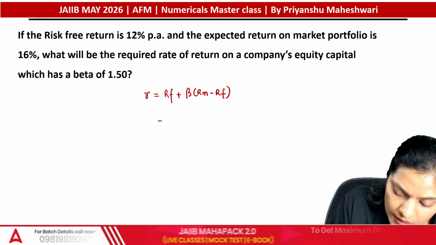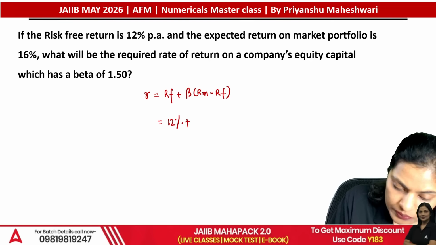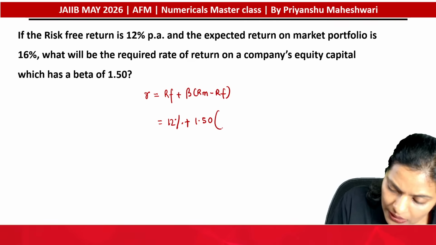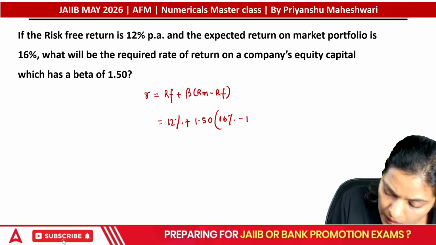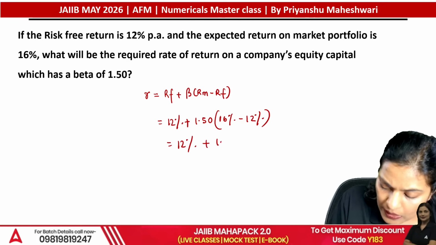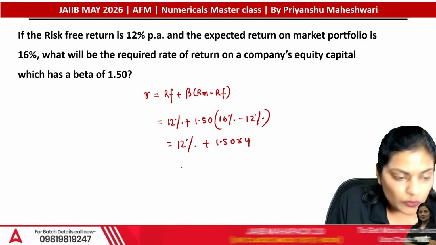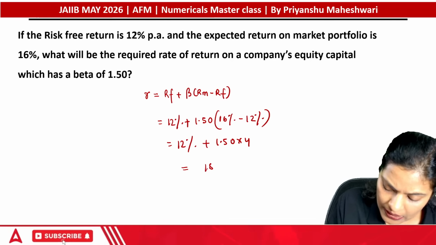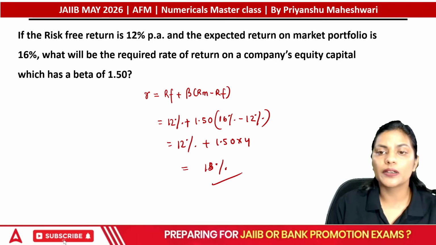So, risk-free return is given 12%. We don't have to do the calculation. That's not important. Plus minus you can do 12. Right. So, 12% plus 1.50 into 4. What is the answer coming? 18%. I'm writing directly if I'm just copying it.